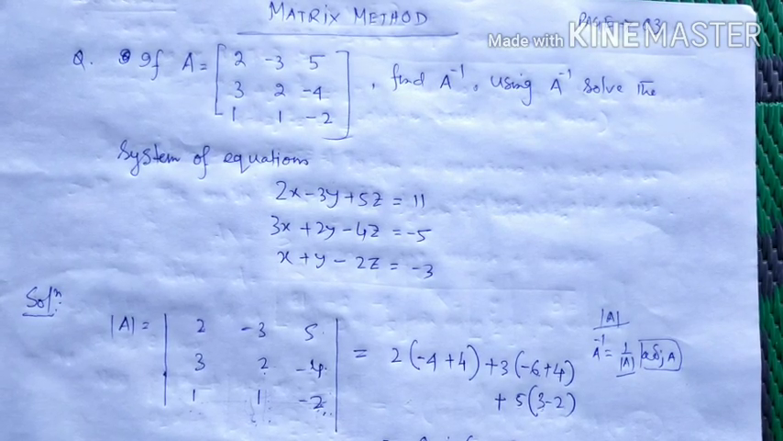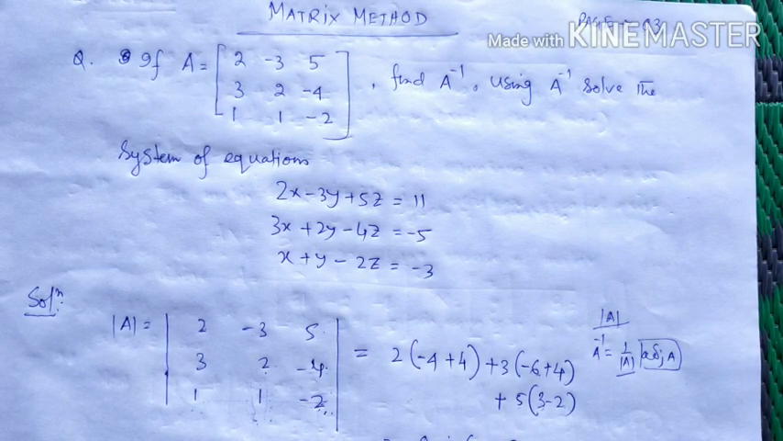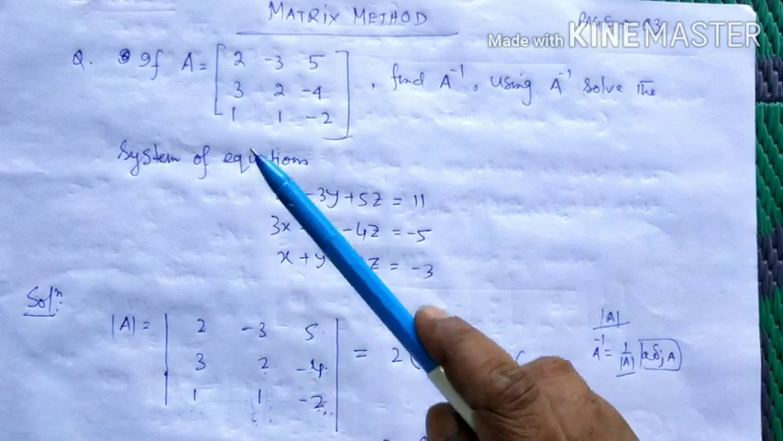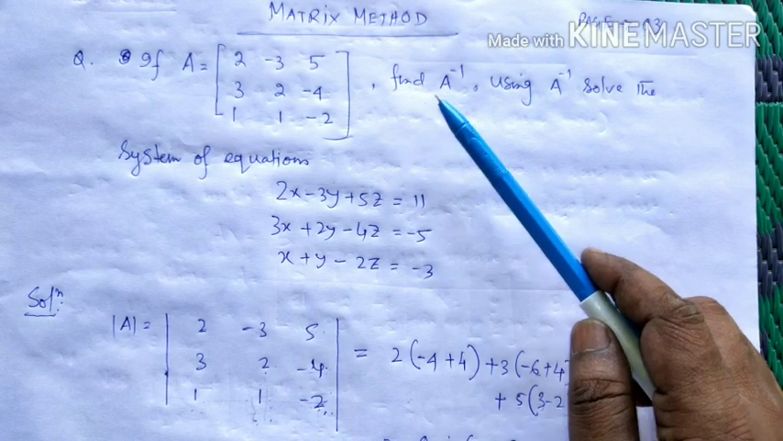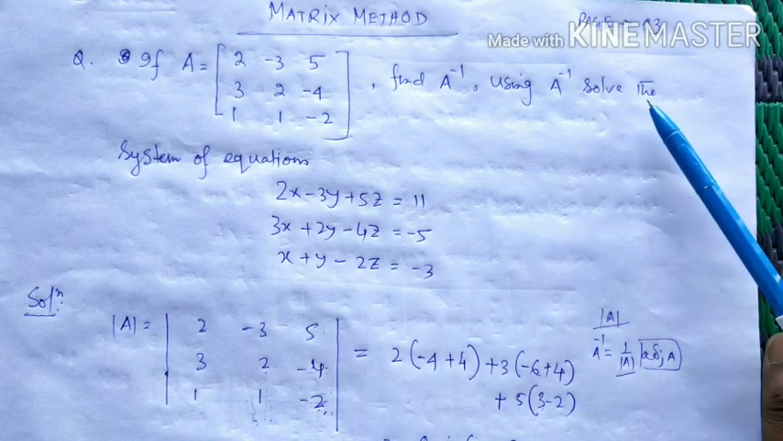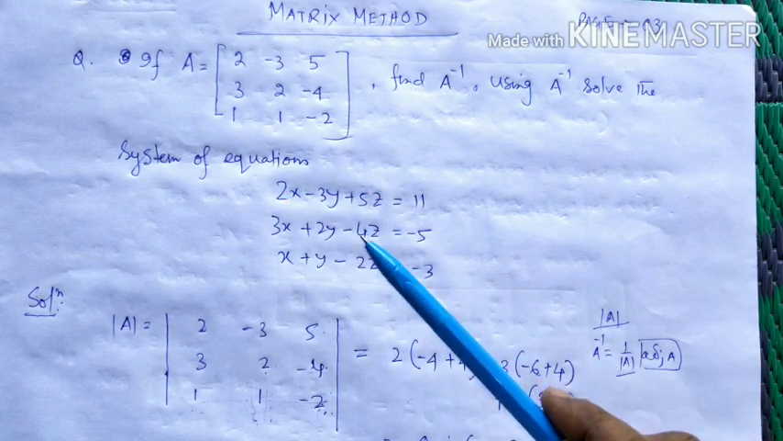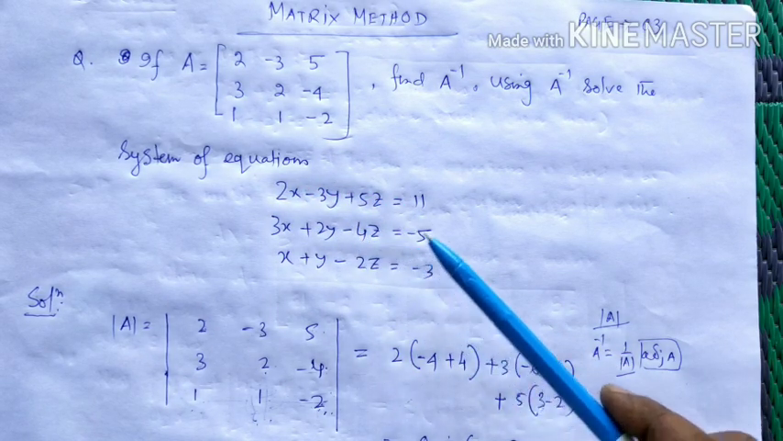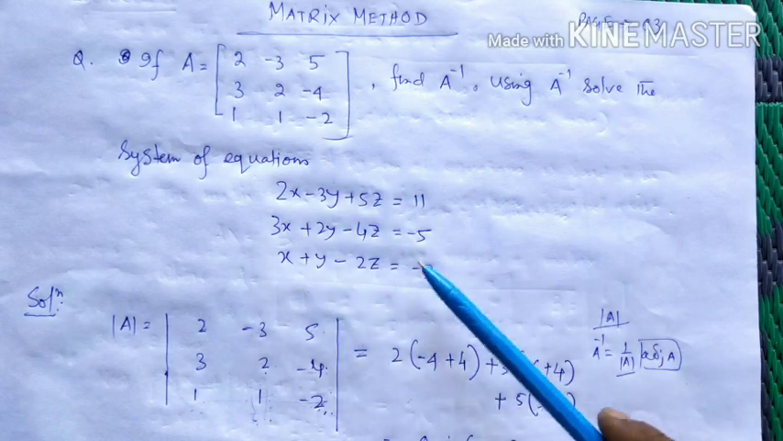I am coming with a new problem using matrix method in continuation to my last lecture. Here the problem is on your screen. Given that A is a matrix of 3 by 3, you have to find A inverse, and using A inverse you have to solve the system of equations. This problem is a little different. It is not directly given to solve the system of equations by matrix method.